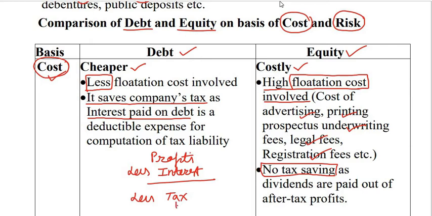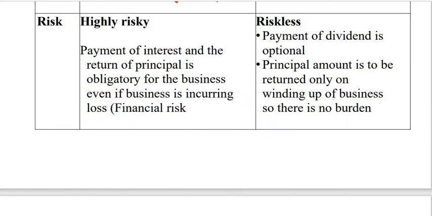So you have paid tax and now you are going to pay a dividend out of the profits which are left after tax. Now coming to the second basis, that is risk. If you compare debt and equity on the basis of risk, you can see debt is highly risky, whereas equity is considered as riskless for company.